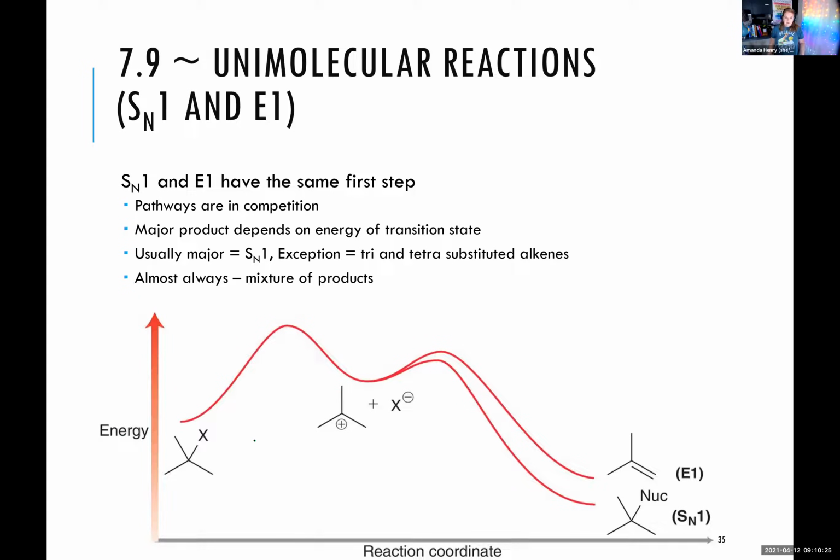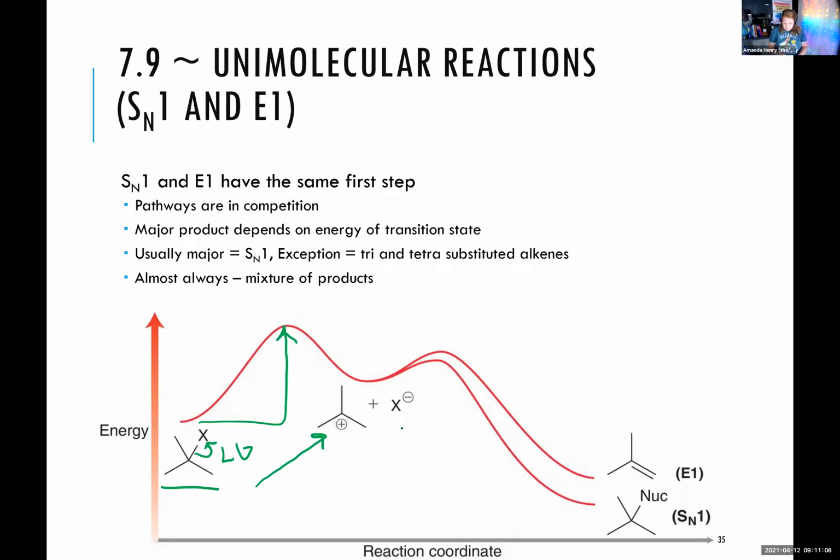Sn1 and E1 are in competition with each other. What that means is they have the same first step. We have our substrate. It goes through the loss of a leaving group, and we create a carbocation intermediate. So in this energy diagram, that first hill represents the first step of both of these reactions. And then in that second step, if we're going through an E1 pathway, we're going to get rid of the hydrogen and make a double bond. If we're going through an Sn1 pathway, we're going to do a nucleophilic attack.